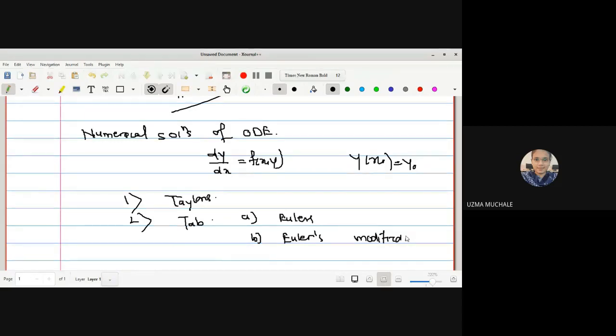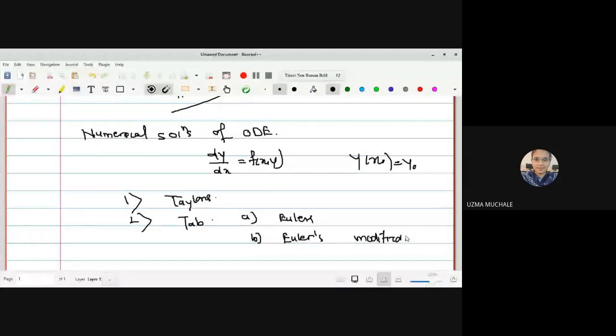So here simply what is given to us is one differential equation with some initial conditions provided, and now we have to solve this differential equation by using our numerical methods. Now for that, first we will see what is Euler's method.